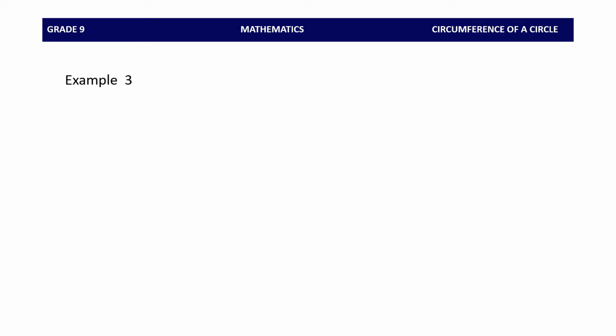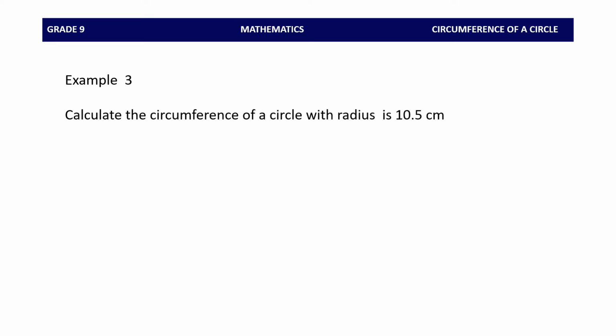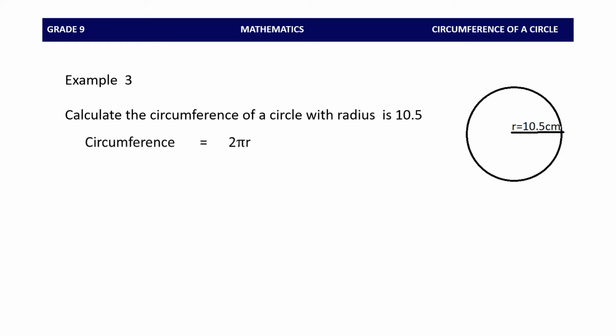Now example number 3. Calculate the circumference of a circle with radius 10.5 centimeters. Here's the diagram. As the radius is given, we can use the formula C equals 2 pi r. Now substitute the values into the formula. 2 multiplied by 22 over 7 multiplied by the radius 10.5.